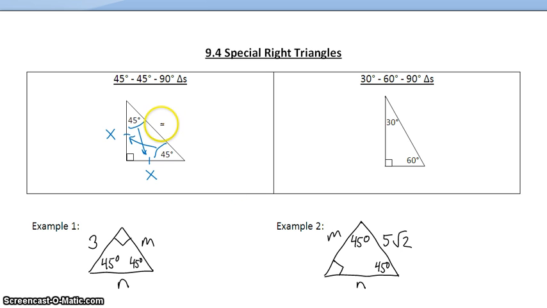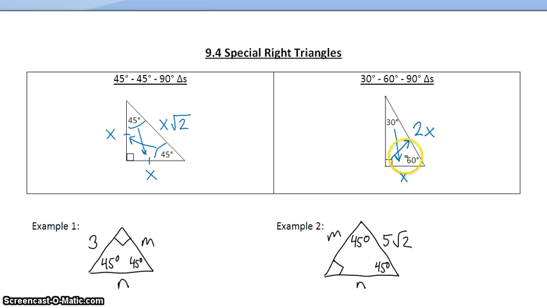How much longer? Well, it turns out that the hypotenuse is exactly the square root of 2 times longer than the leg. Our second special right triangle is a 30 degree, 60 degree, 90 degree triangle. It has 3 different angles, so all 3 sides are going to be different lengths. The shortest side I'm going to label x. Our longest side is going to be the hypotenuse across from our 90 degree angle, and it's going to be twice as long as our shortest side.